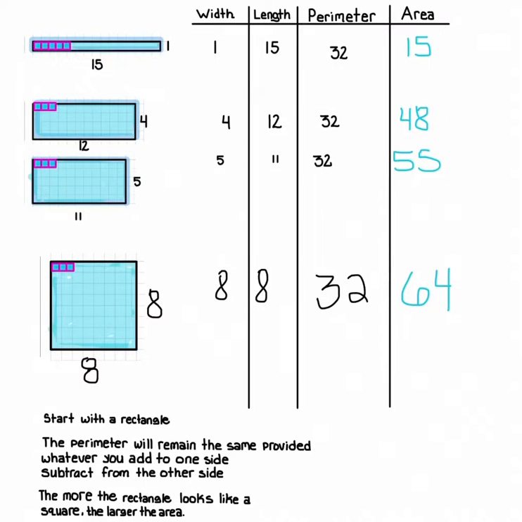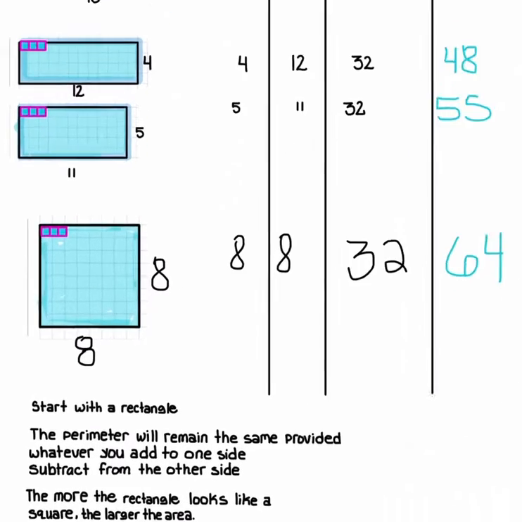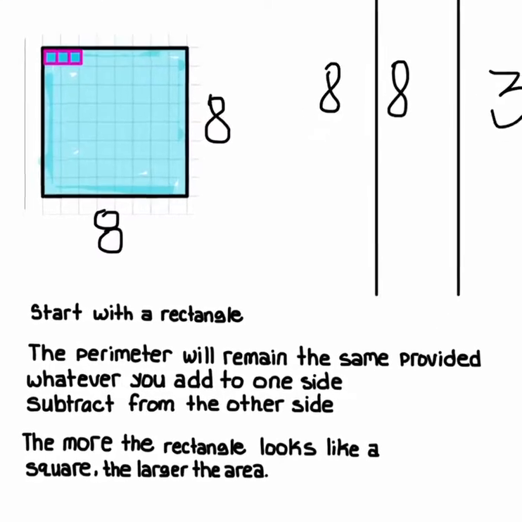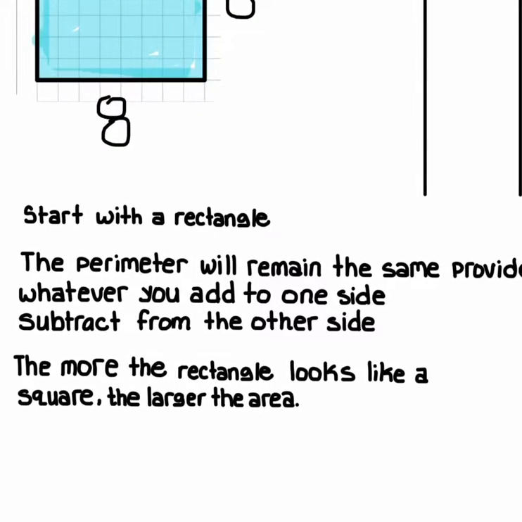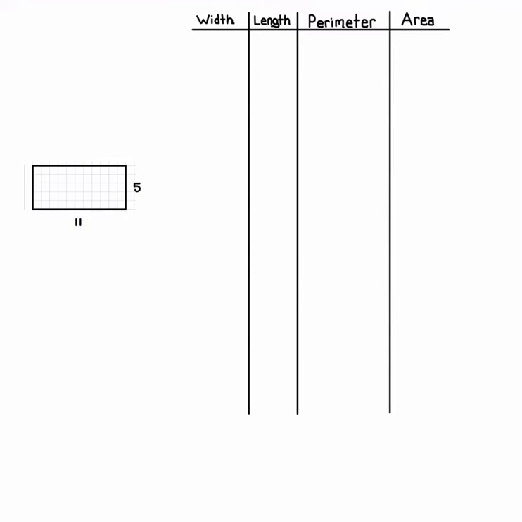We're going to start off with a given rectangle, and we want to create other rectangles that have the same perimeter, in other words, the same distance around, and then look and see what happens to the area. To create these other rectangles, you just add to one side and then turn around and subtract the same amount from the other side. Let's start off with this rectangle that is 11 by 5.